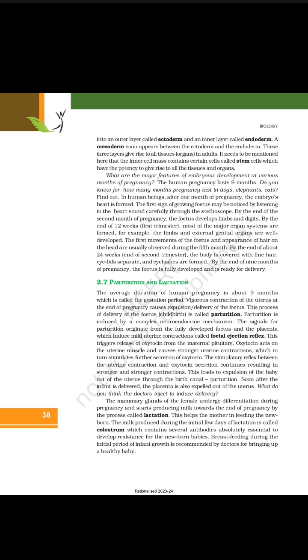Oxytocin acts on the uterine muscle and causes stronger uterine contractions, which in turn stimulate further secretion of oxytocin. The stimulatory reflex between the uterine contraction and oxytocin secretion is continuous, resulting in stronger and stronger contractions. This leads to expulsion of the baby out of the uterus through the birth canal. Soon after the infant is delivered, the placenta is also expelled out of the uterus. What do you think the doctors inject to induce delivery?